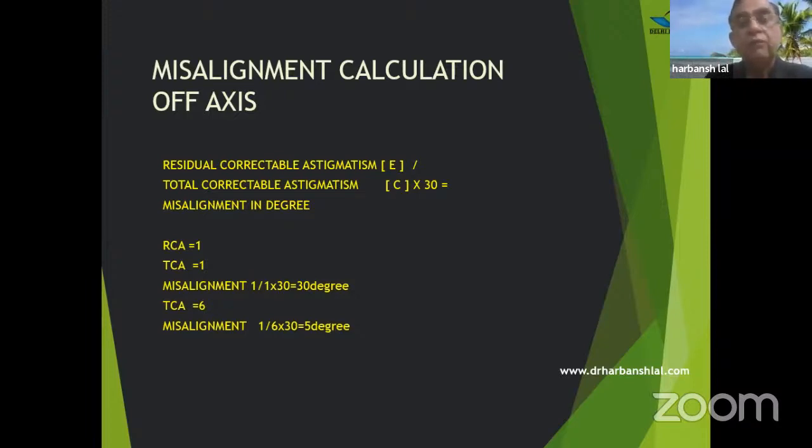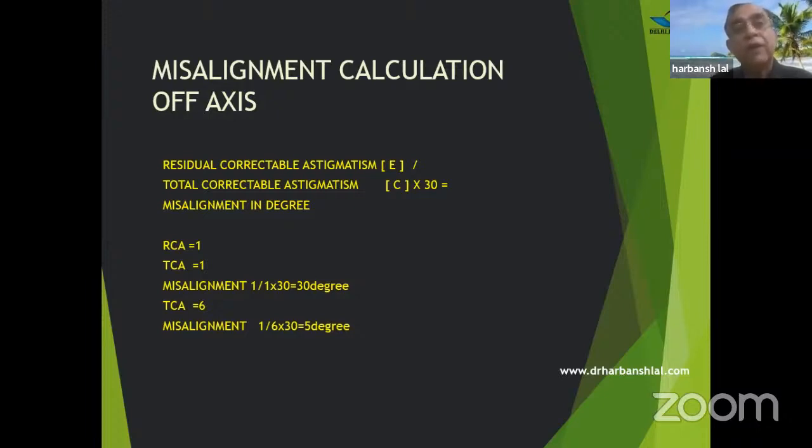That means residual correctable astigmatism divided by the total correction possible, multiplied by 30, because we know that if the lens misaligns by 30 degrees, there is no correction of the astigmatism. So if the patient had 1 diopter of correctable astigmatism and the total supposed to be corrected was 1, that means there was no correction. 1 by 1 multiplied by 30 means the misalignment is 30 degrees. But on the other hand, if there is a high power lens, total correctable was 6 diopter and the residual is only 1.